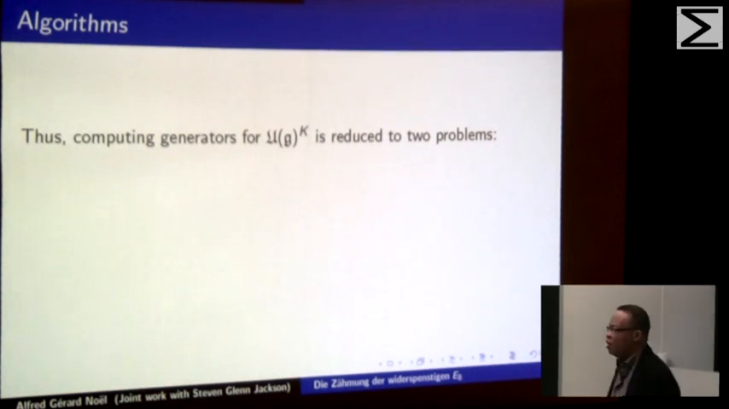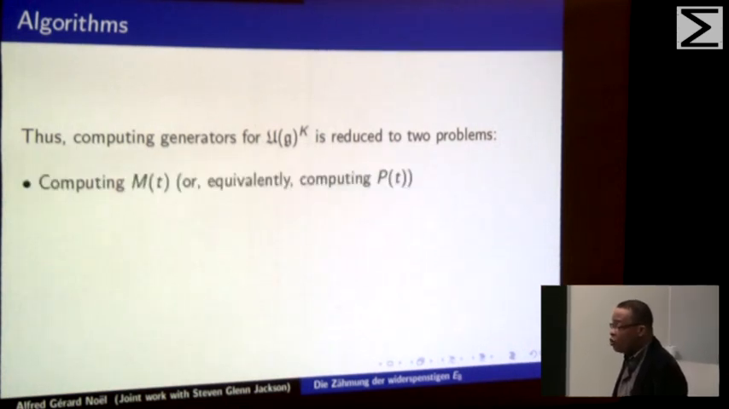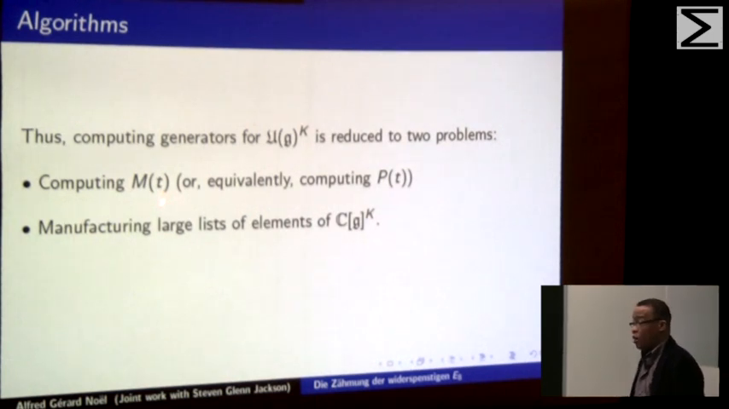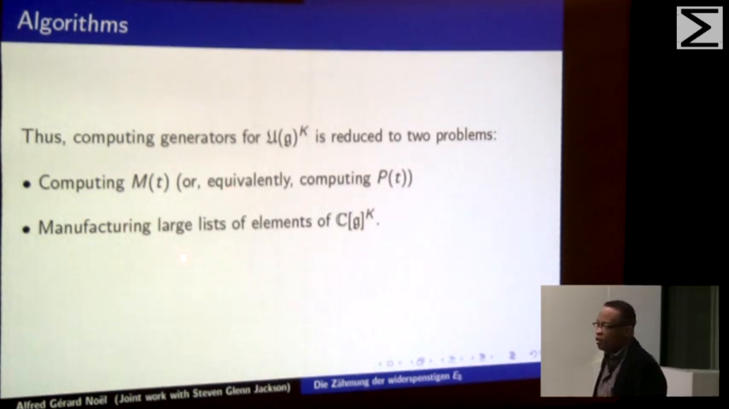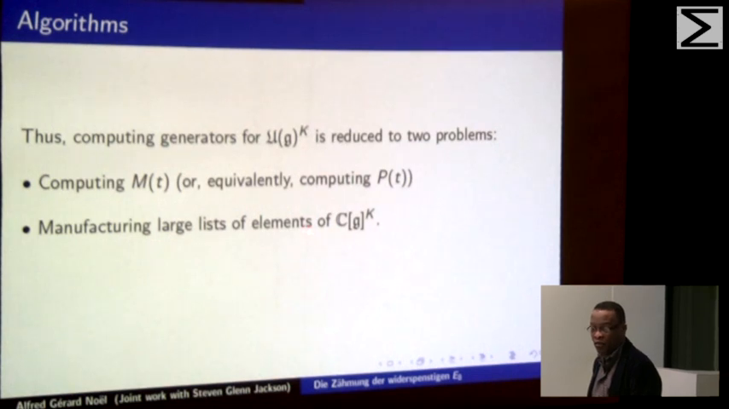Computing these generators, therefore, you have two problems. First, you want to compute MT, which means computing P of T, and then you want to manufacture a large list of invariants, and then check. That's the basic idea. Find a large list whichever way you can, and then carry out Q of T, and then determine whether Q of T is equal to MT. If you can do that, then you know that you have a set of invariants on C[G]^K, and then you lift into U(g)^K.